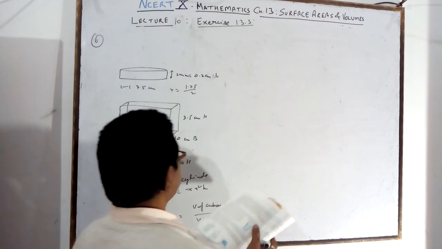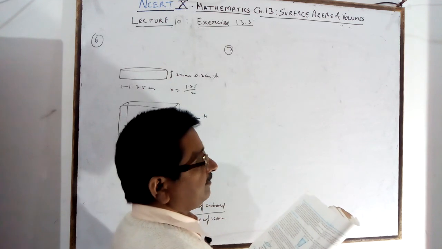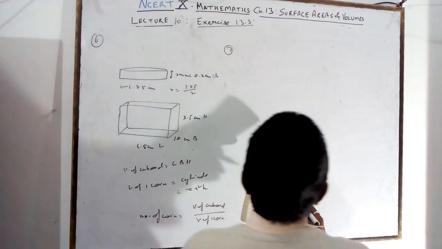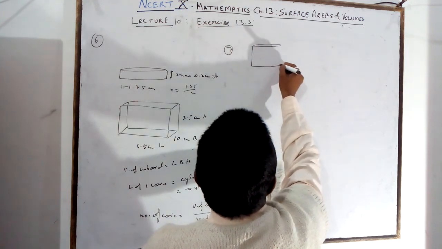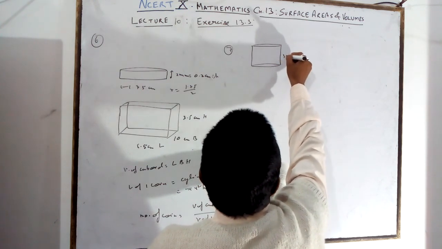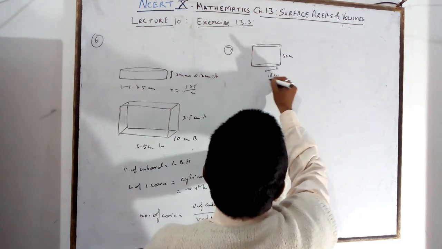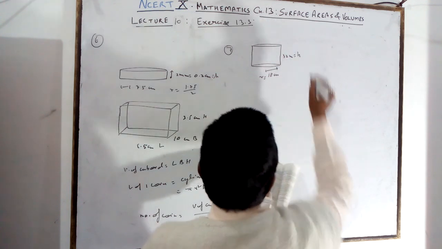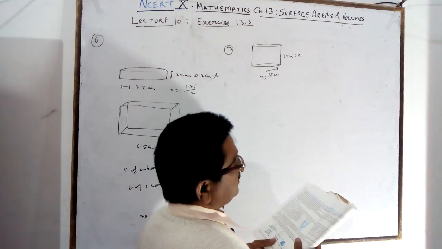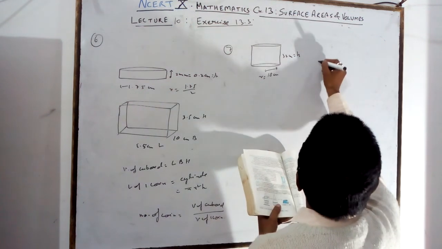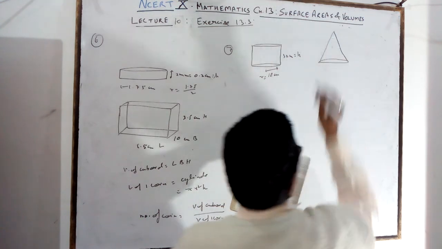Question number 7. What is given? A cylindrical bucket 32 centimeter height and radius 18 centimeter, it is H, filled with sand, and this bucket is emptied on the ground and it forms a cone.